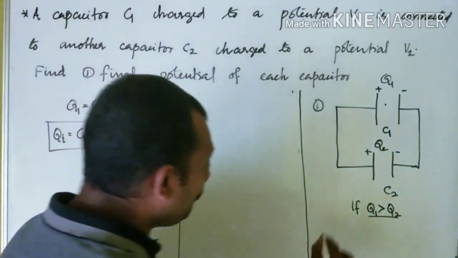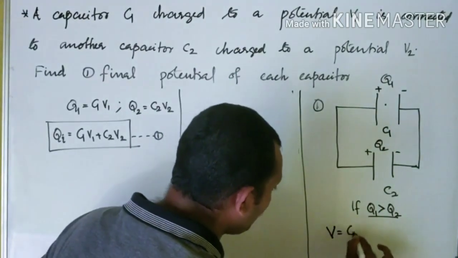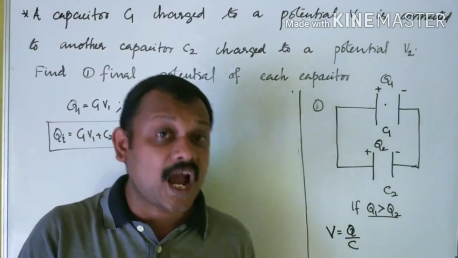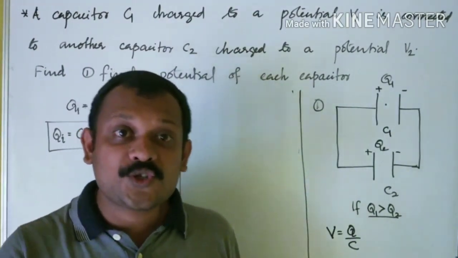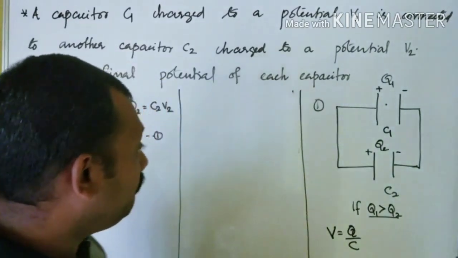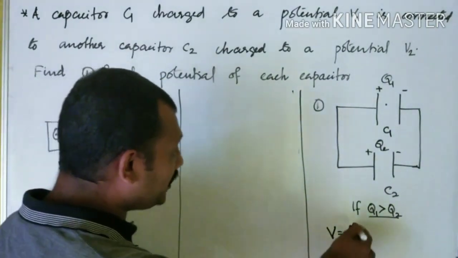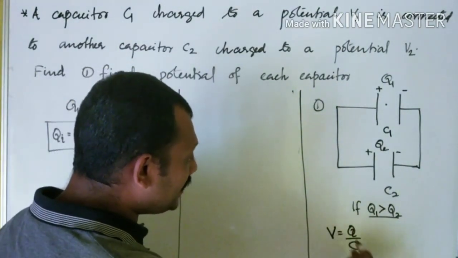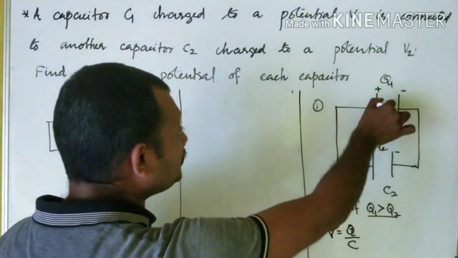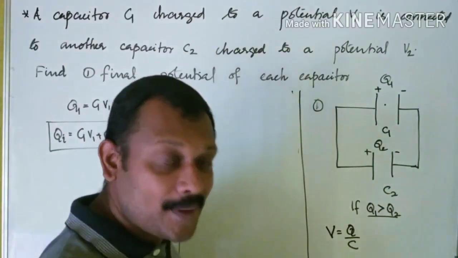Not necessarily, because potential V is equal to Q by C. Potential depends not only on charge but also on the capacitance of the capacitor. Which means, with greater capacitance and greater charge, Q by C of the first capacitor can still be less than Q by C of the second capacitor.